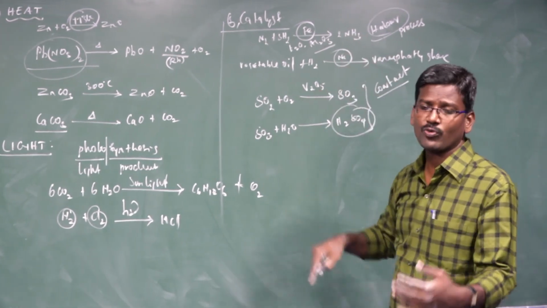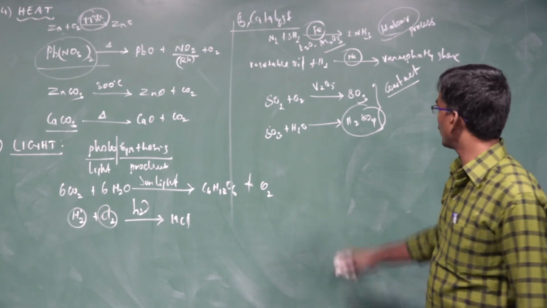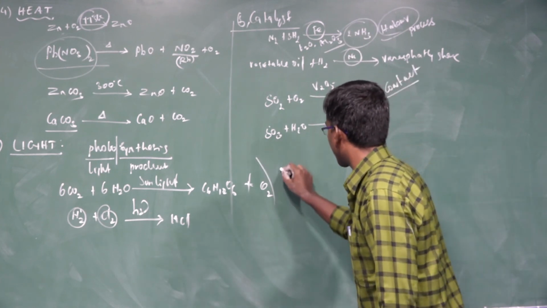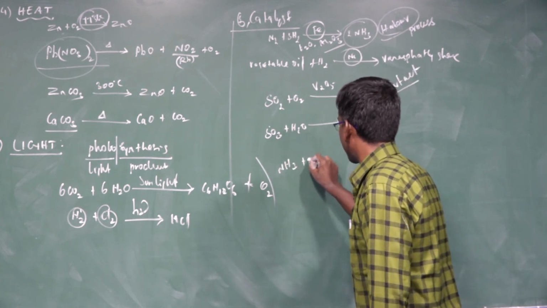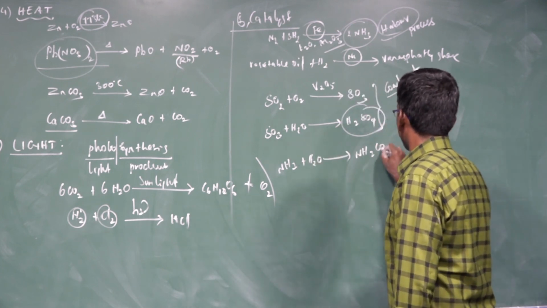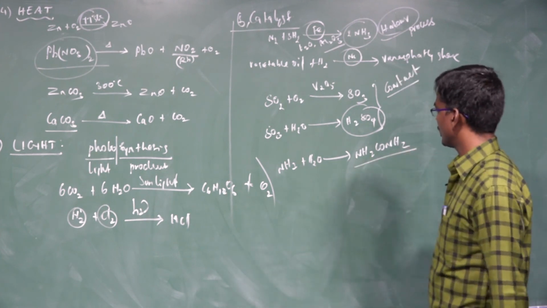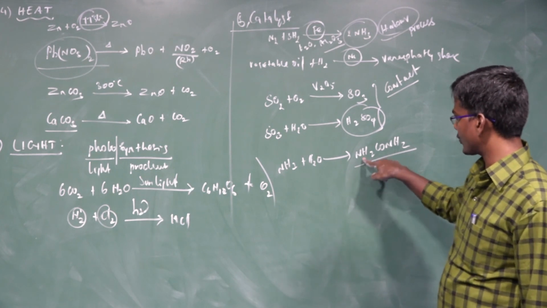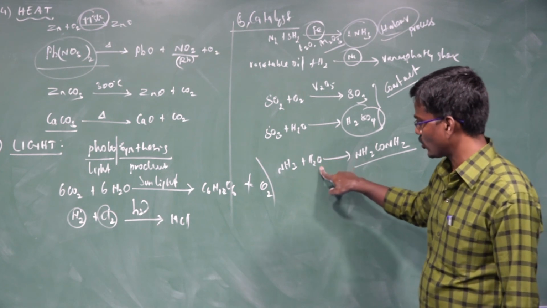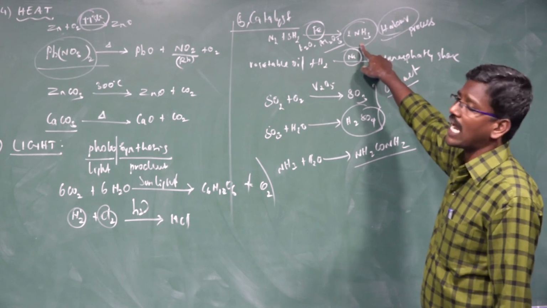Ammonia dissolved in water forms urea. Urea can be used as fertilizer in agriculture. What is the meaning of urea? Ammonia is dissolved in water. What is the formula of ammonia? NH3. It is dissolved in water H2O to form NH2CONH2. So what is the formula of urea? NH2CONH2. What is the formula of ammonia? NH3. What is the formula of water? H2O. So ammonia dissolved in water forms urea. The ammonia can be obtained from the Haber process.